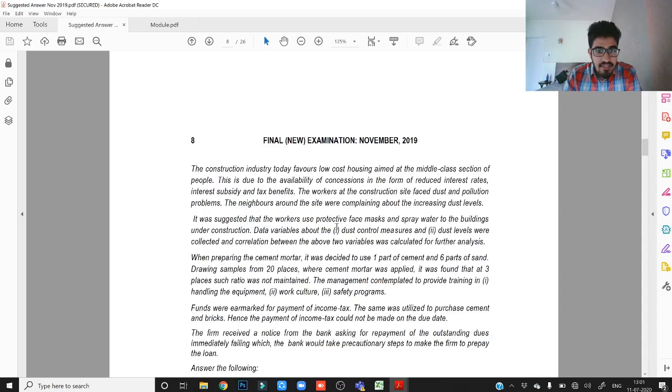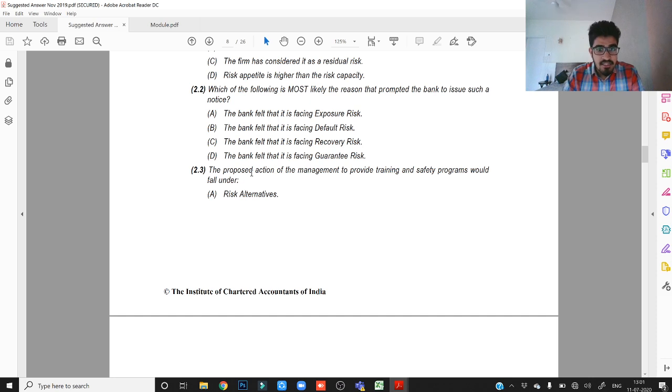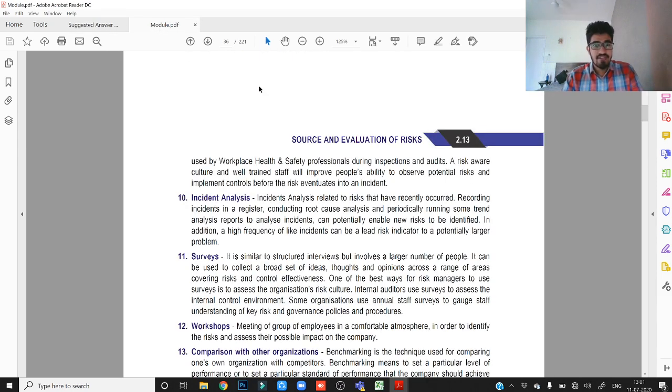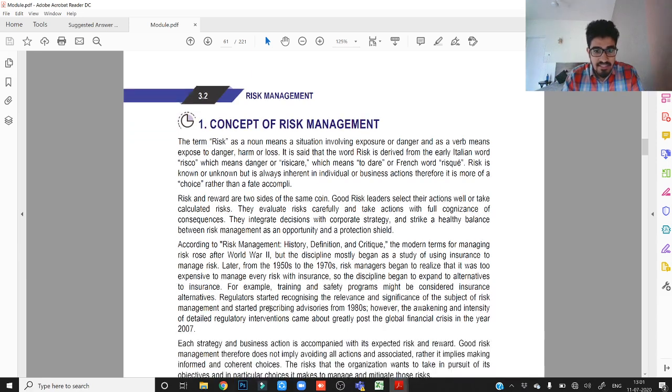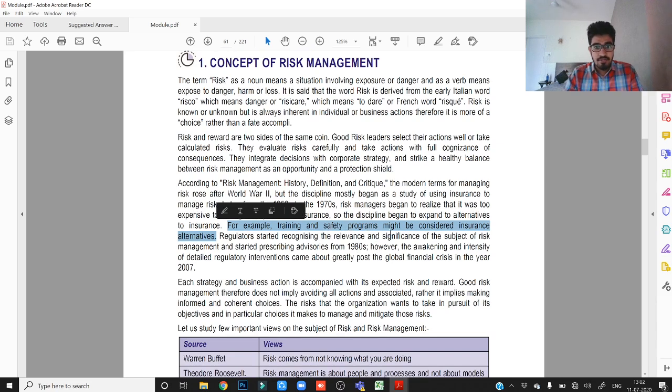I'll quickly give you one more example which was asked from one particular sentence out of the blue. The proposed action of the management to provide training and safety programs would fall under which alternatives? So if I Control F insurance alternatives, this was the answer, and this is the sentence from which they asked the MCQ: training and safety programs might be considered insurance alternatives.